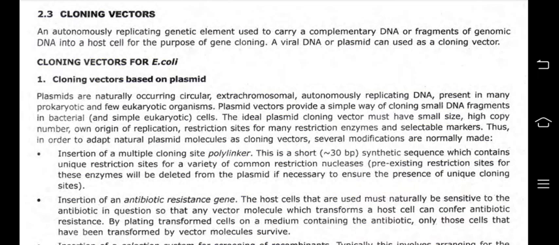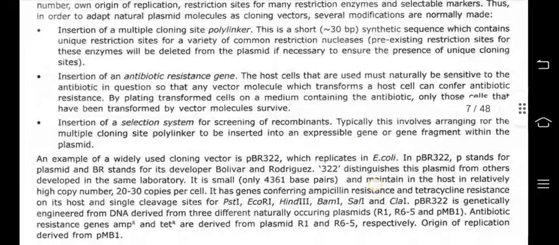So, plasmids we mentioned. Insertion of an antibiotic resistance gene: the host cells that are used must naturally be sensitive to the antibiotic in question so that any vector molecule which transforms the host cell can confer antibiotic resistance. By plating transformed cells on a medium containing the antibiotic, only those cells that have been transformed by vector molecules survive.